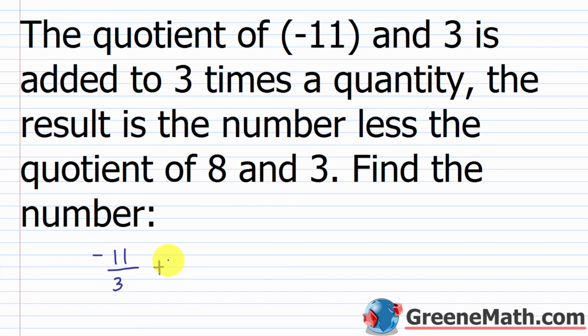So is added to just means plus 3 times a quantity. So what can we say? We can say a quantity is just x. So 3 times x is just 3x. The result is means equals the number, which we said was x. Then we have less, which means to subtract. So we're subtracting away. Then we have the quotient of 8 and 3. So that's 8 over 3. So again, it looks complicated, but once you go step by step, it's really not. So again, we just want to find the number.